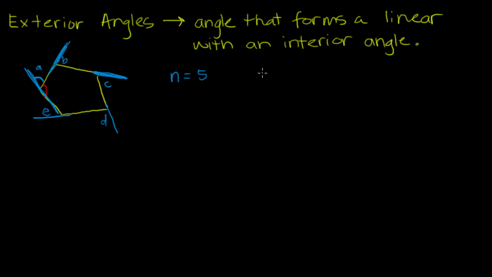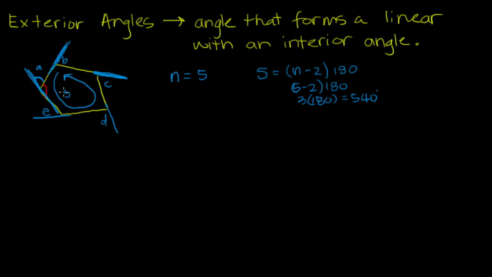And we go back and we take a look at the interior angle theorem, right? The interior angle theorem says that the angles must add up to n minus 2 times 180, or in this case, 5 minus 2 times 180, which is equal to 3 times 180, which is equal to 540. So I know that all the angles on the inside have to add up to 540. So all these angles right in here are going to add up to 540 degrees.